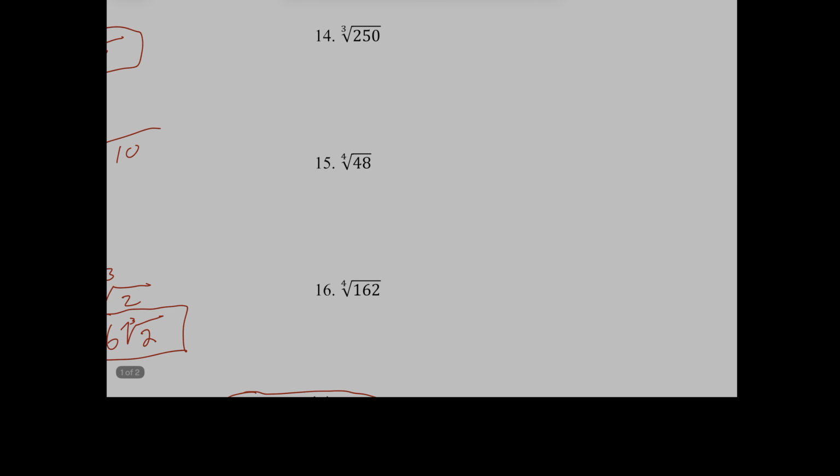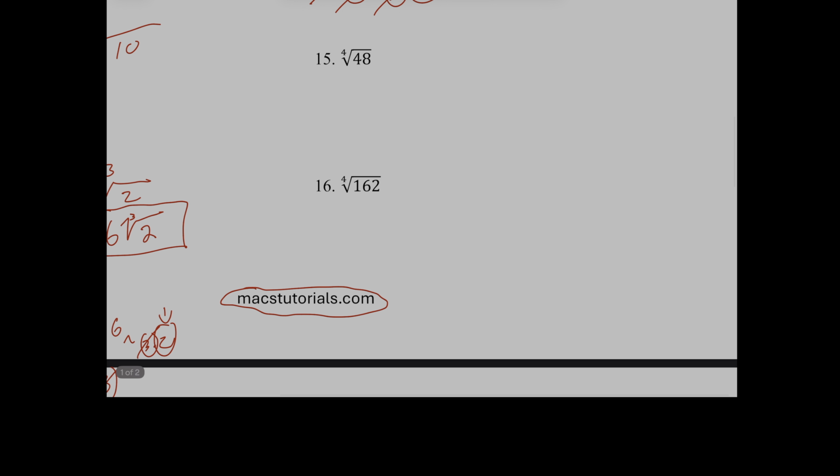All right, going on to number 14. I need to find a cubed root of 250. Well, let's go ahead and break this down to, what, 25 times what? 10. Okay, this is going to break down to 5 times 5, which won't break down any more than that. This is going to break down into 5 times 2. And if you notice, I'm looking for a cubed root, so I need a 3 of a kind. 1, 2, 3. There is my 3 of a kind. I pull 1 out, and I'm left with a 2 inside because I didn't have a 3 of a kind of that.